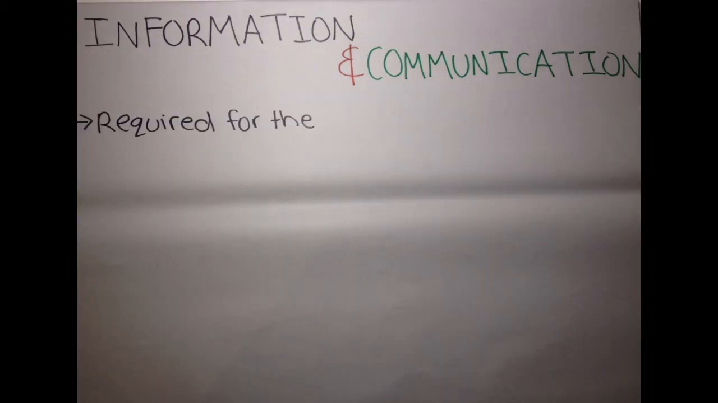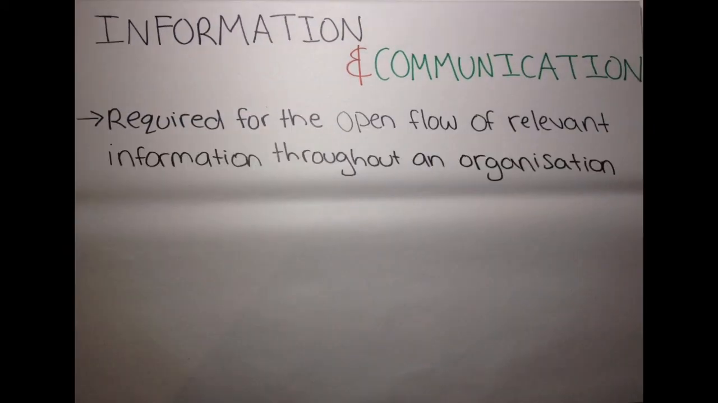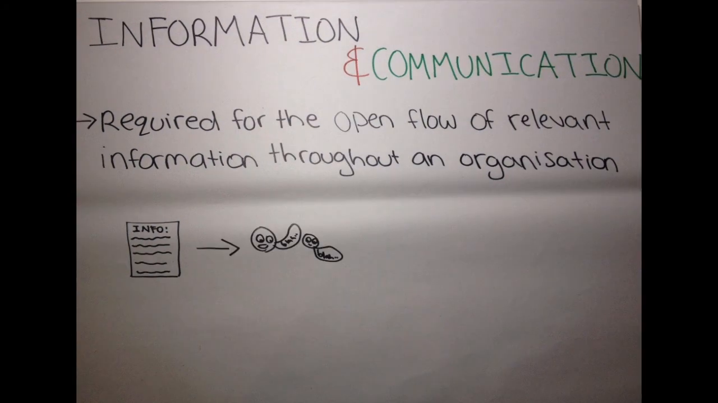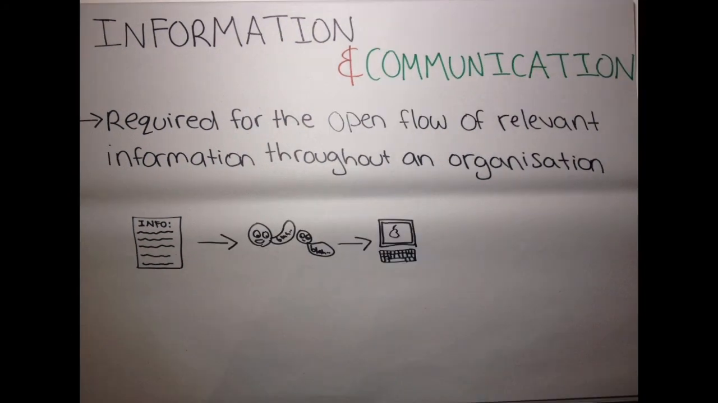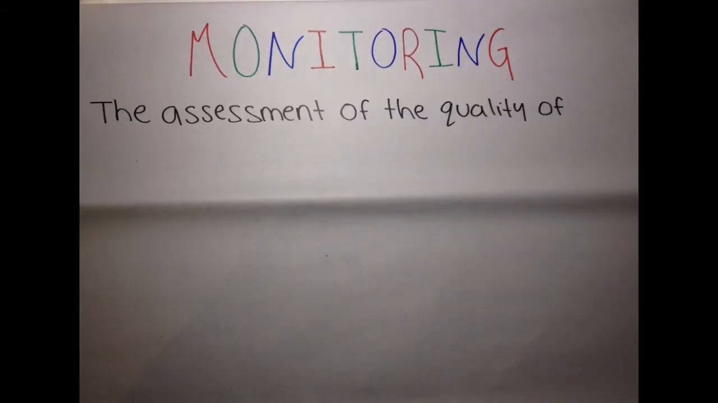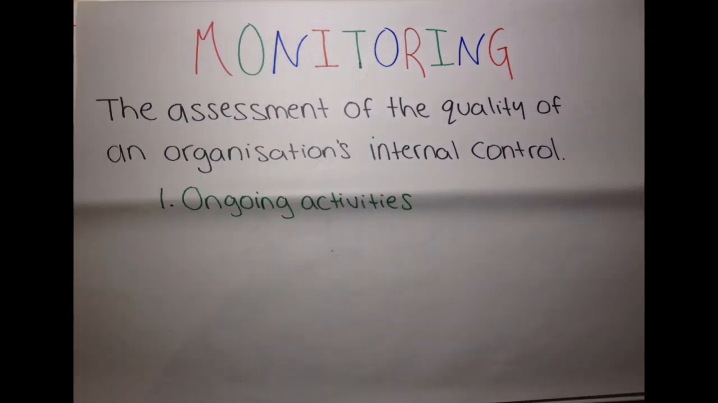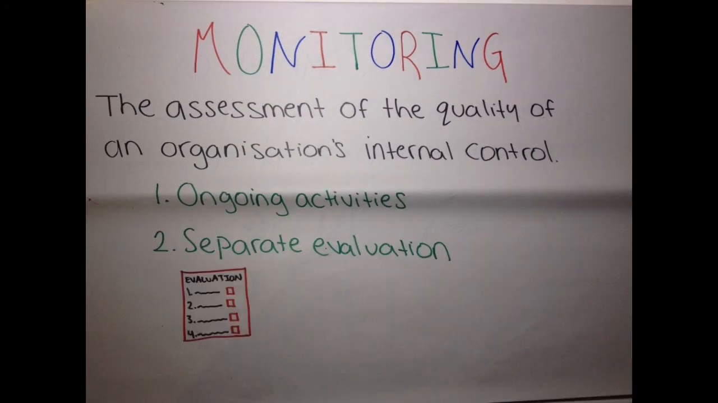Information and communication is required for the open flow of relevant information throughout an organisation. Information must be captured and communicated in a form and a time frame that enables employees to complete their responsibilities. Monitoring is the assessment of the quality of an organisation's internal control. It can be accomplished in 2 ways, through ongoing activities and through a separate evaluation.